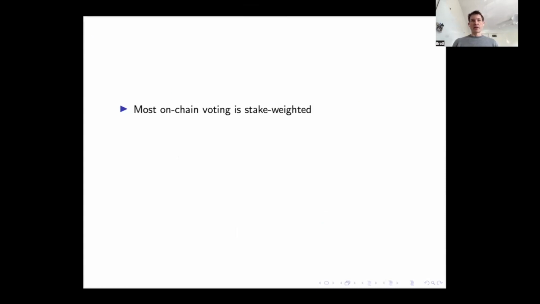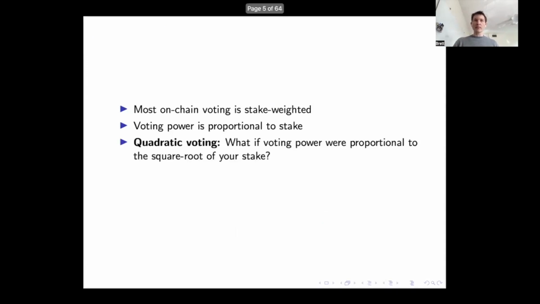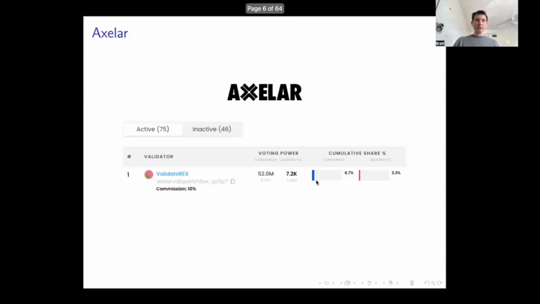And as I'm sure you know, most on-chain voting is stake-weighted. So your voting power is proportional to your stake. And quadratic voting asks the question, what if your voting power were proportional to the square root of your stake instead of linearly depending on your stake? And so one place where this is done is in Axelar.